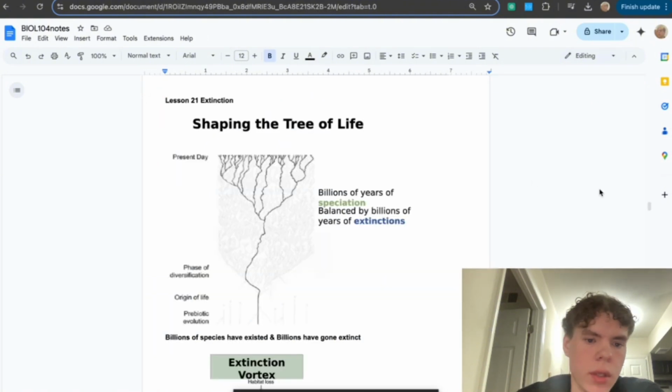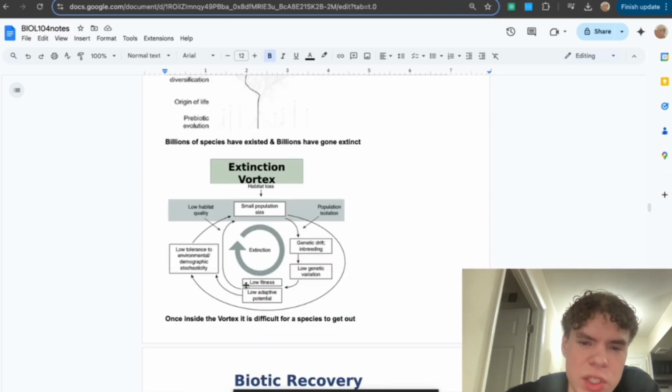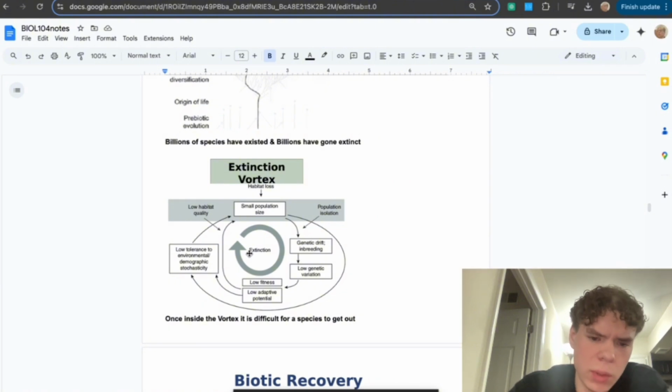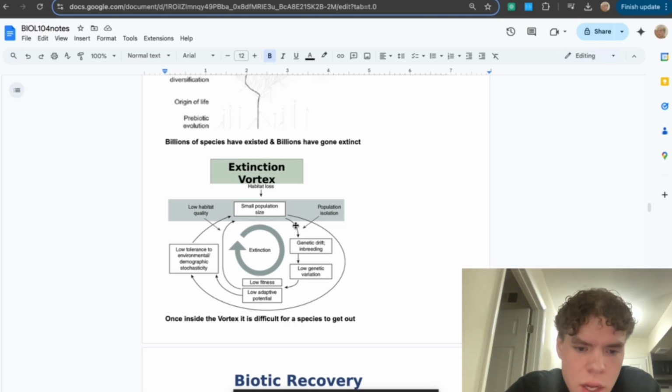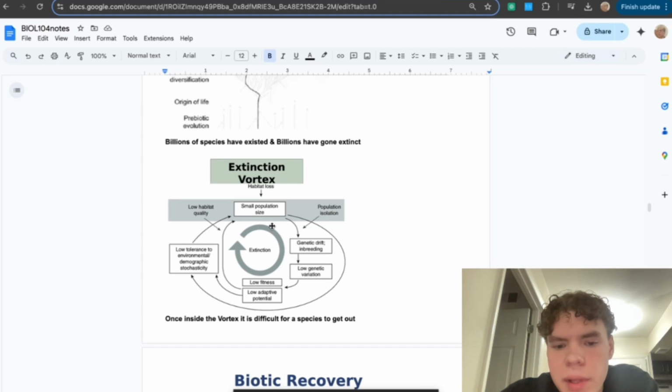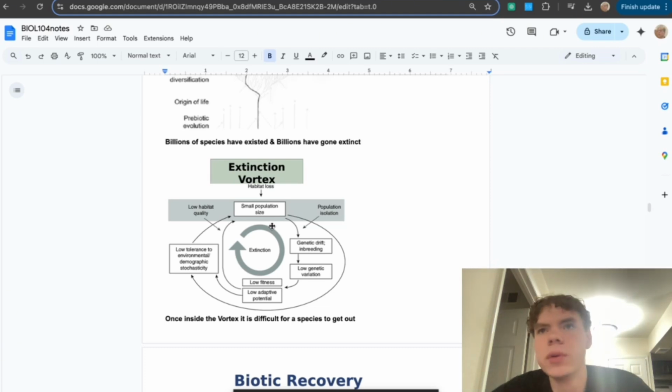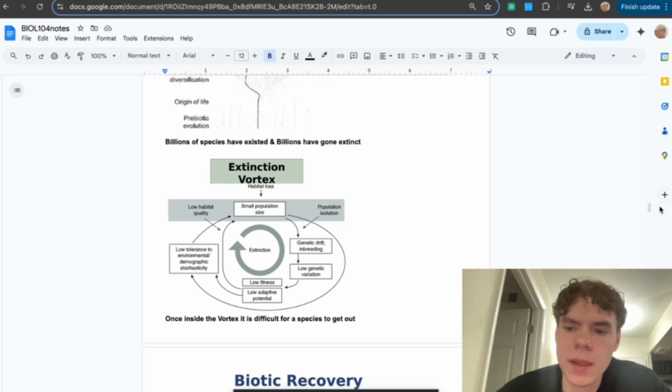Now on lesson 21. As I just mentioned, billions of species have existed, also balanced by billions of extinctions. You see this massive web here, and how all of these other species have existed and most of them have gone extinct. We have this extinction vortex here, and once a species gets into it, it's very difficult to get out. Once a species gets to a small population size, it's more prone to genetic drift and interbreeding, which lowers genetic variation, could lead to lower fitness, lower ability to adapt, and lower tolerance to disturbances. Look at something like Neanderthals: their population gets low, they have to start interbreeding with humans. That ruins their fitness, with low genetic variation. It's very hard for them to keep a population up like that, so eventually those species will go extinct.